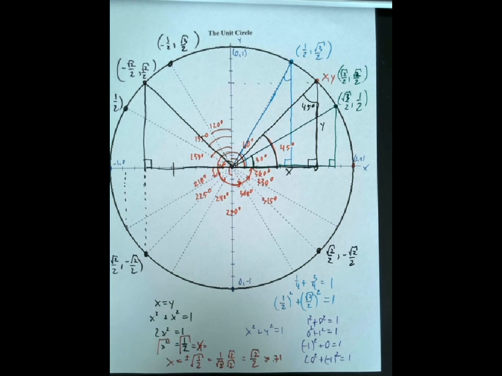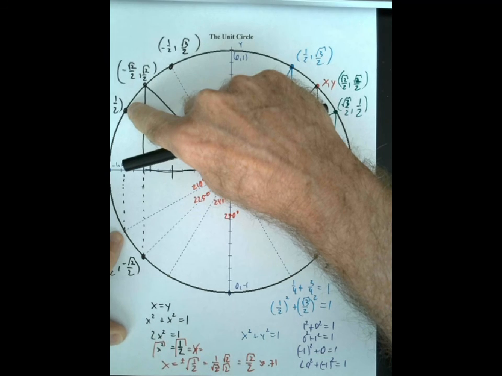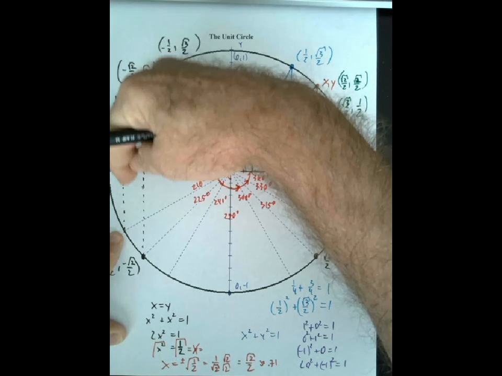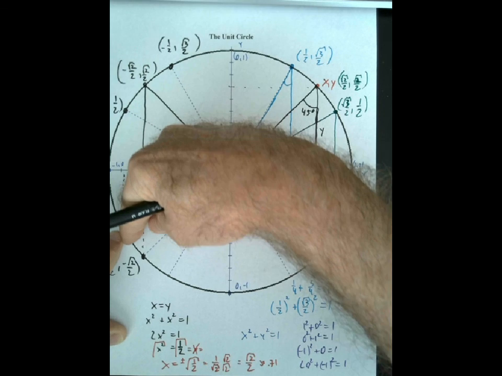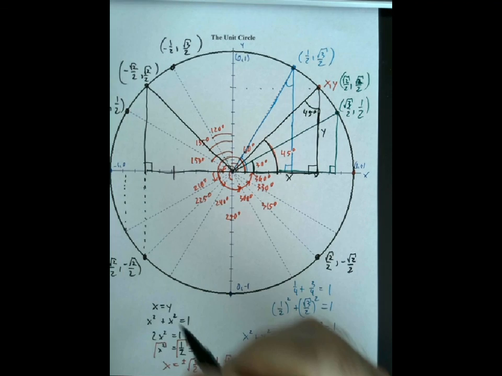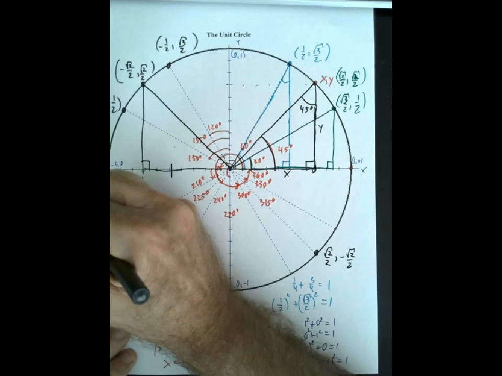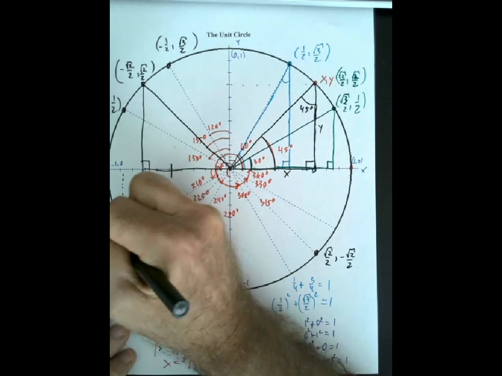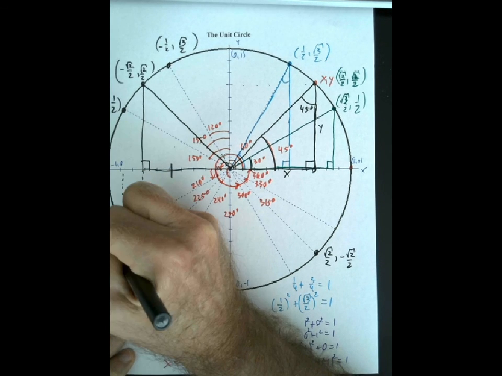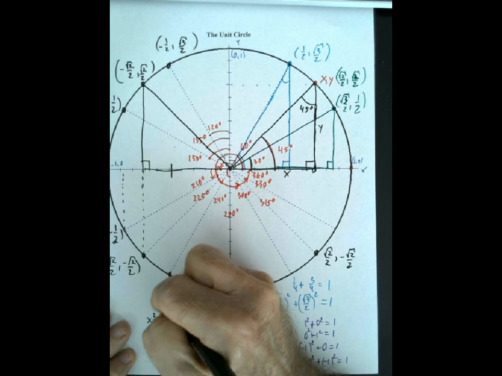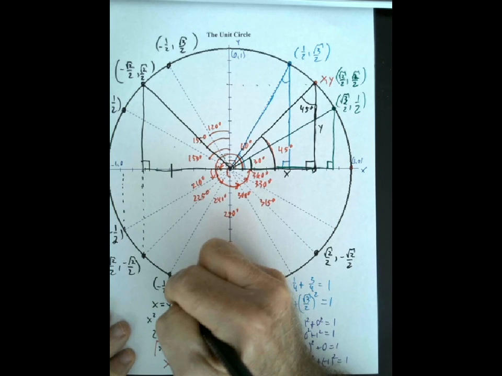Now you can go, okay, I already know what all the other ones are now, too. This one here has to be the same x-coordinate as this, right? Negative rad 3 over 2, plus it's the same distance down that one is up. So this one is going to be negative rad 3 over 2, negative 1/2. This one is going to be negative 1/2, negative rad 3 over 2.